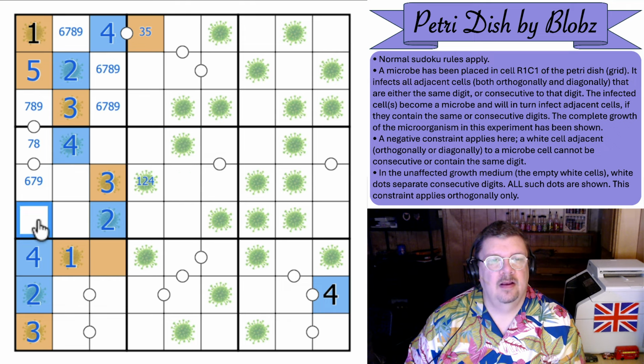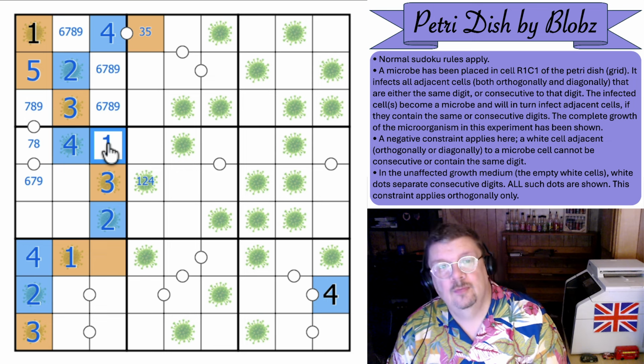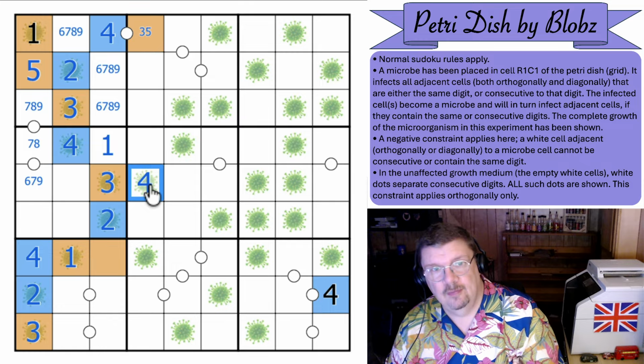Okay, that can't be a 1, that can't be a 1, that can't be a 1, because that would have been infected by the 2, so that's a 1. And now, that can't be a 1 or a 2, or that would have been infected by this cell. So that's a 4.